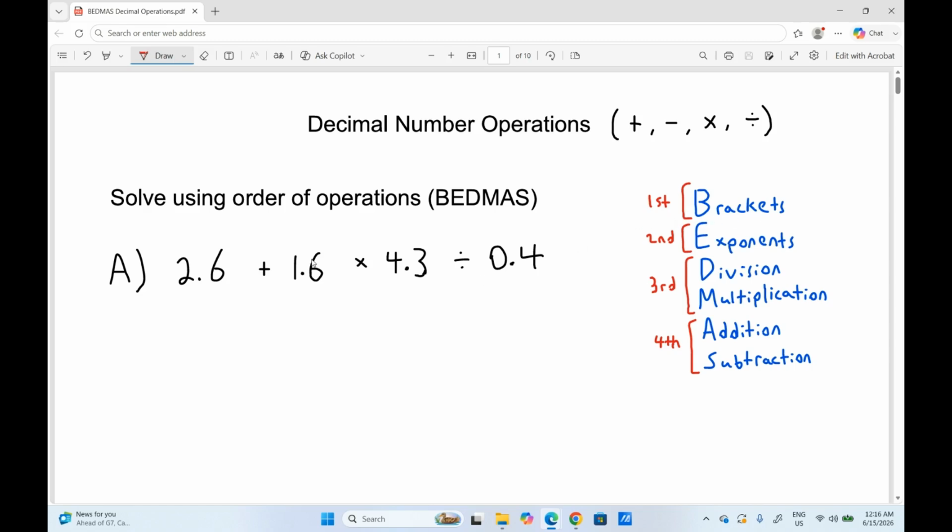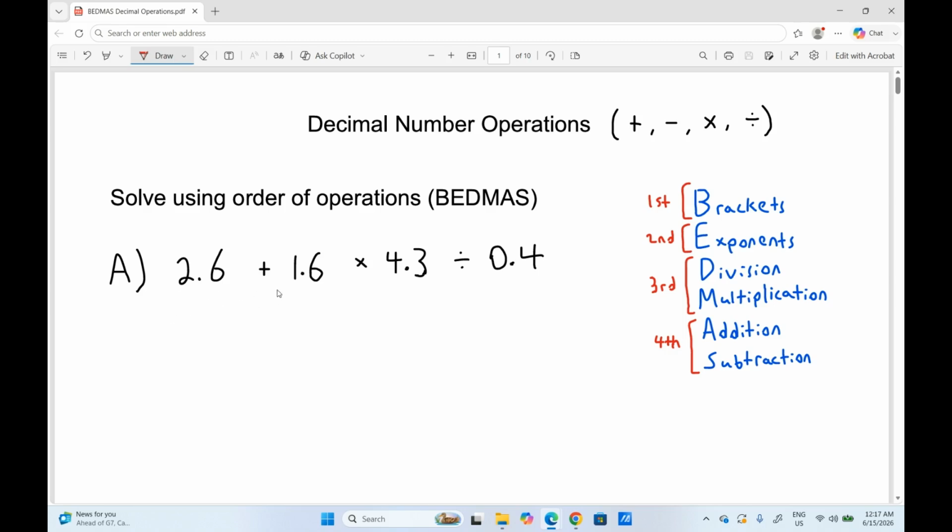So we want to first scan this question and solve for anything inside brackets. Right now we don't have any brackets here, so we move on to our next step and look for exponents. We don't see any exponents here, so now we move on to our third step and look for division and multiplication. For division and multiplication, it doesn't matter if you compute division first or multiplication. They both have the same third order. So what you want to do is start from the left side and go from left to right. If you see multiplication first, you compute multiplication. If you see division first, you compute division.